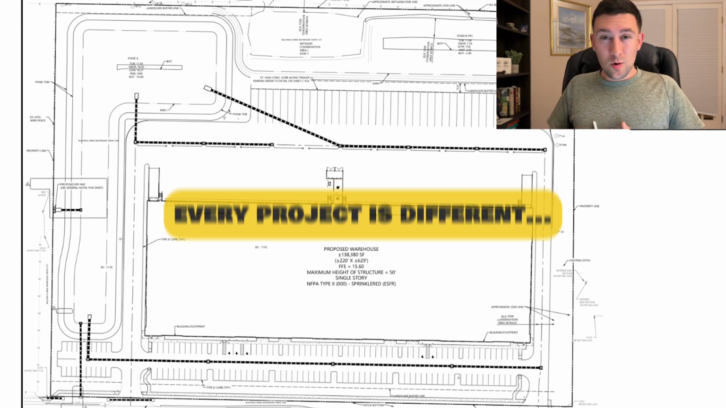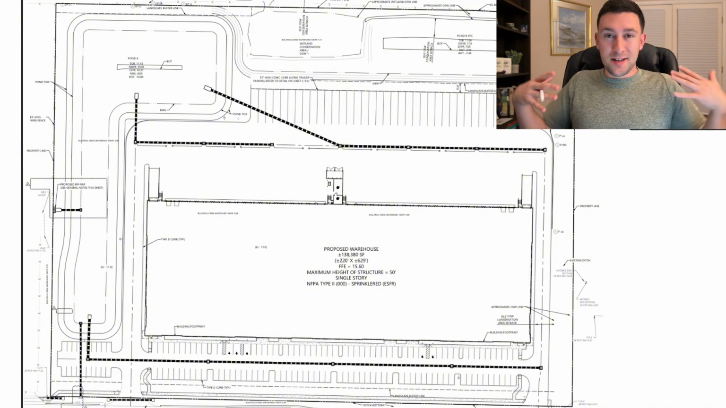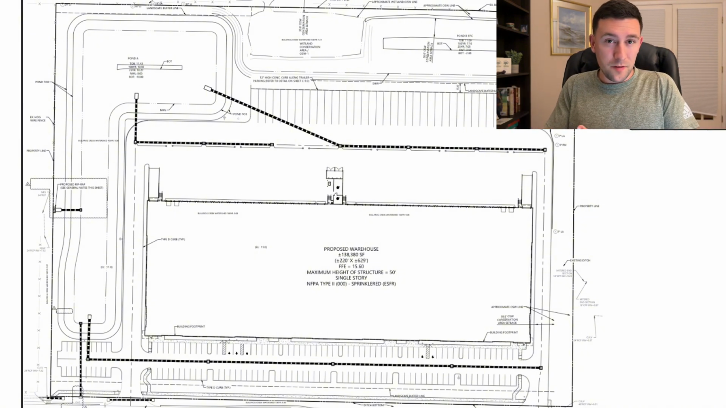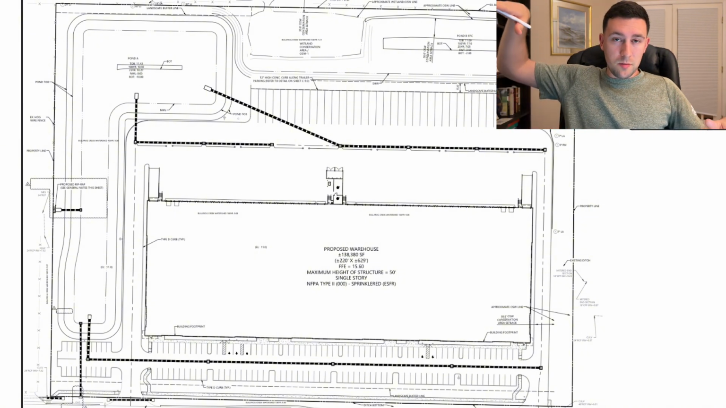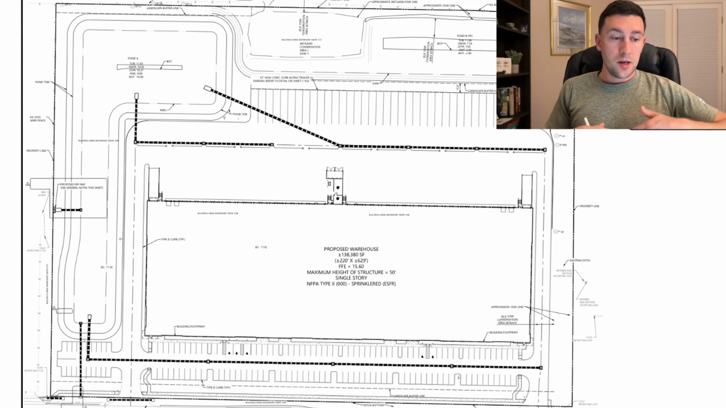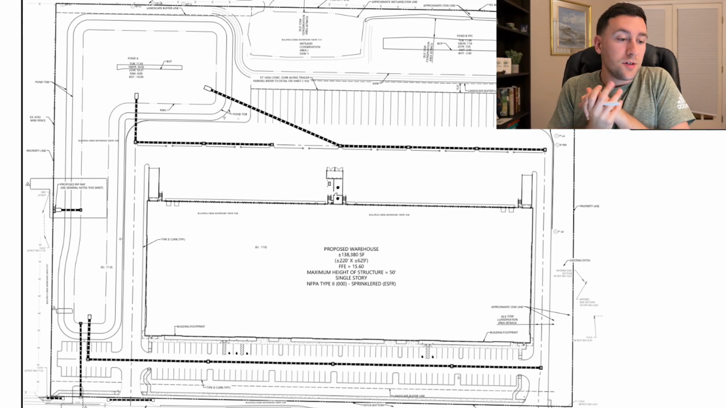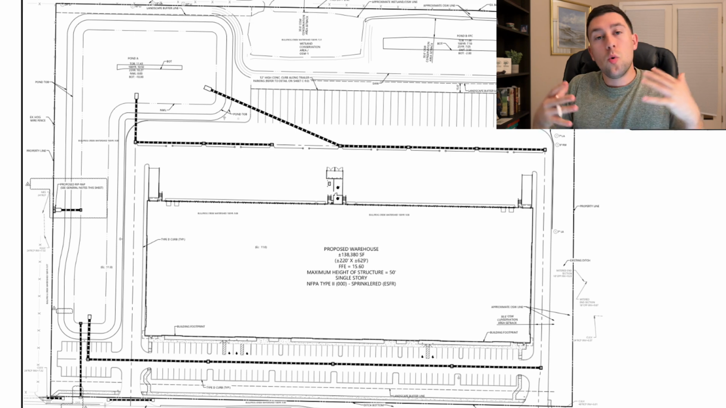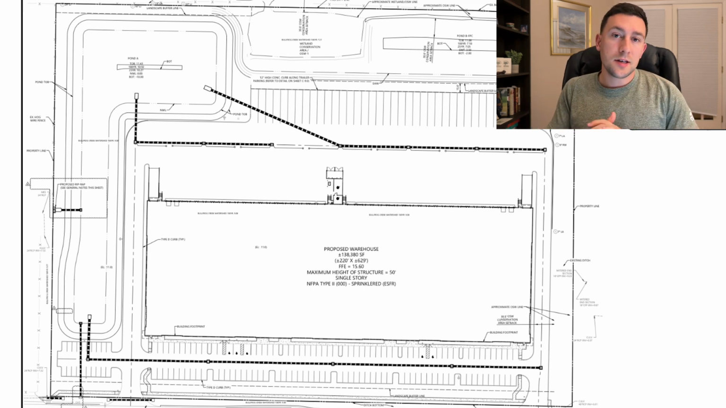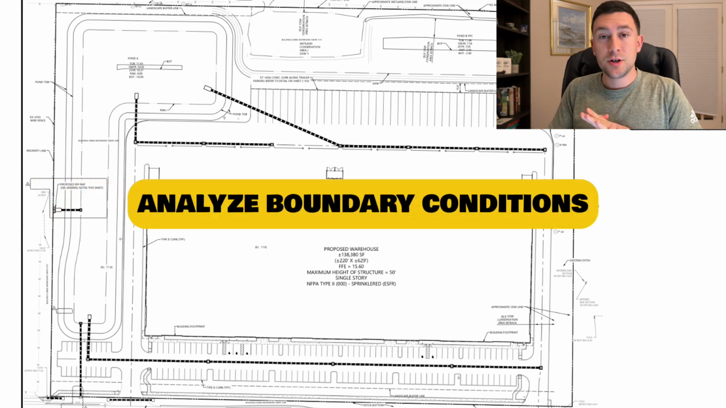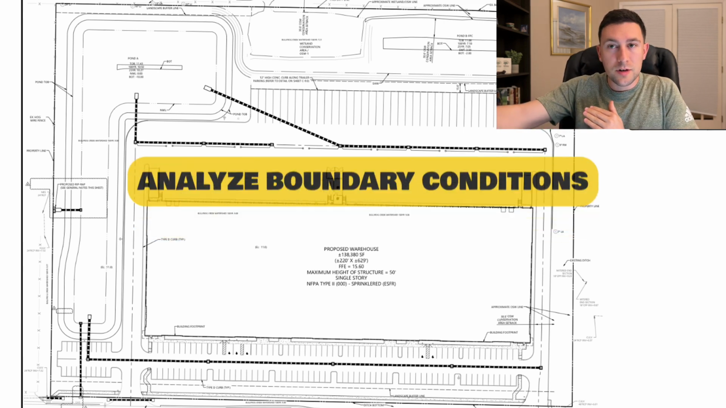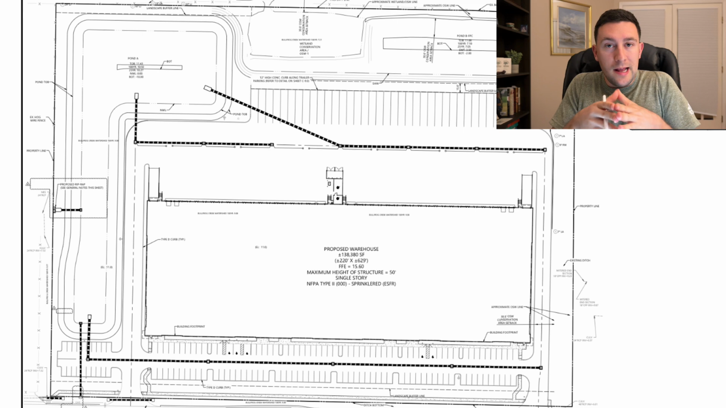You have different codes and regulations, you have different existing grade or topography. You might have substantial amounts of drop across your property. It might be relatively flat. However, despite all of those things, I always start by analyzing the boundary condition. You need to know how you're tying in your grades to the boundary condition because you can't grade outside of that. You can't build outside of it unless you get some special agreements or easements from the other property owners.